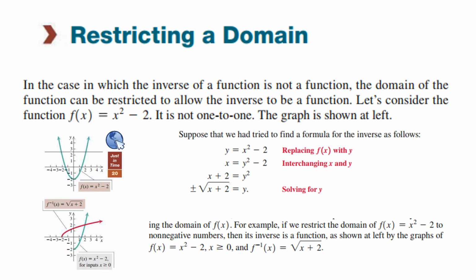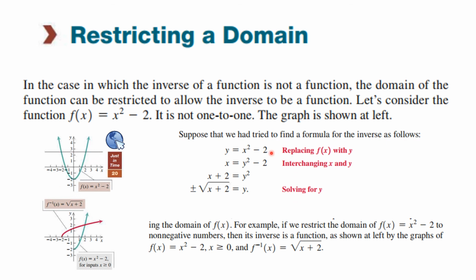The last kind of thing that can come up, this certainly comes up in trigonometric functions and other functions, is that sometimes the inverse of a function is not a function. The function is not one-to-one, but the domain of the function can be restricted to allow the inverse to be a function. This happens in your calculator when they talk about the inverse of certain trigonometric functions. So let's consider the function y equals f of x equals x squared minus 2. Now that's not one-to-one. Here's the picture, and you can see it does not pass the horizontal line test.